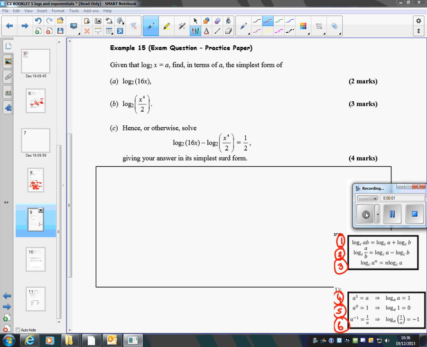C2, Exponentials and Logarithms, example 15. So in part A of this question, we've got a single log.